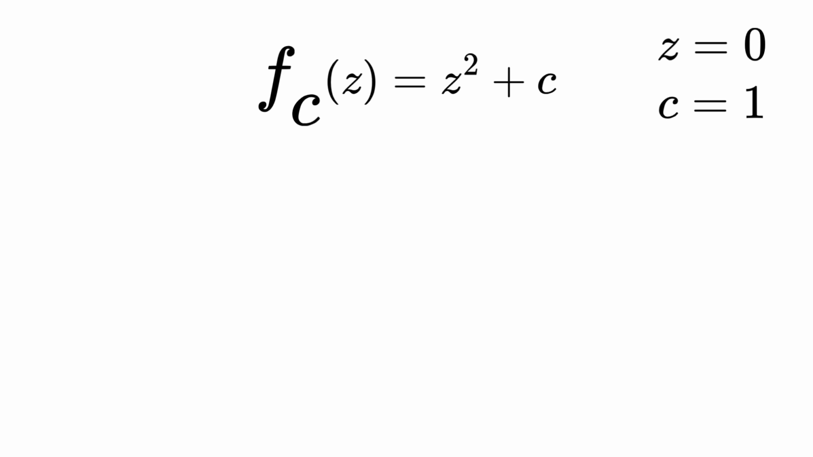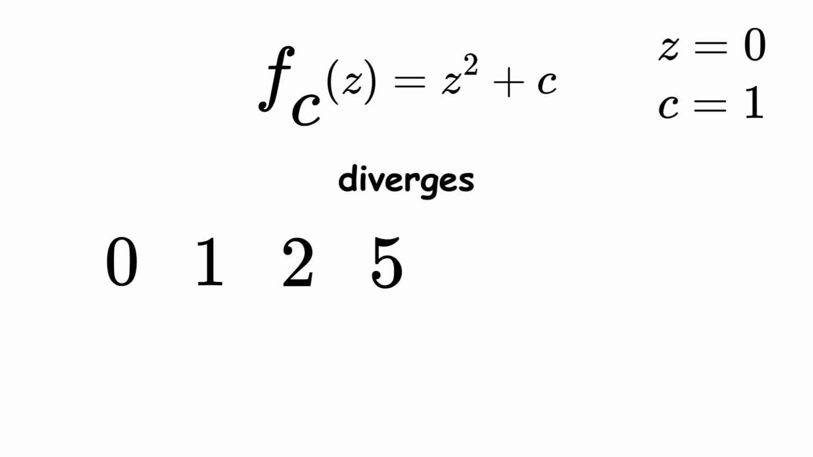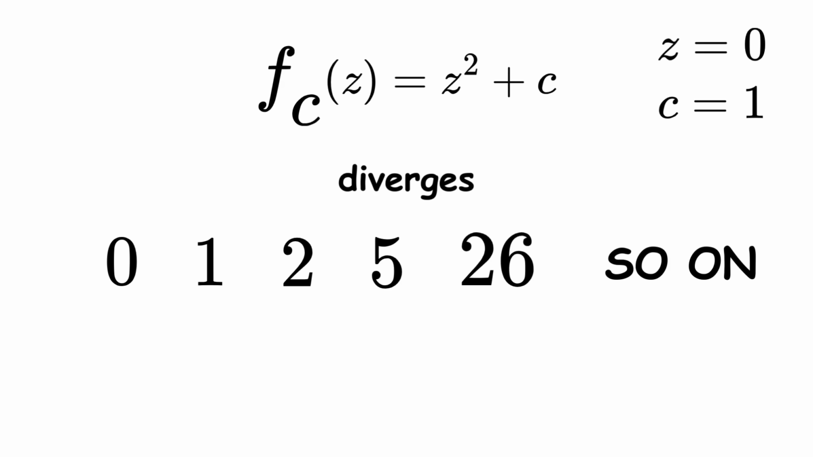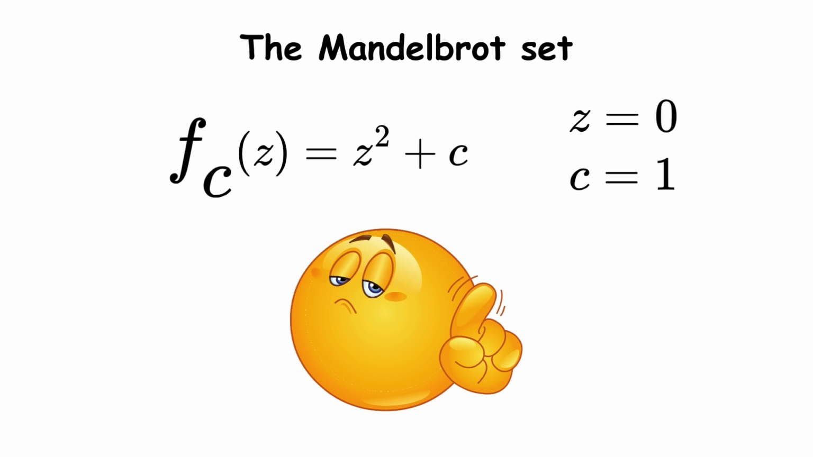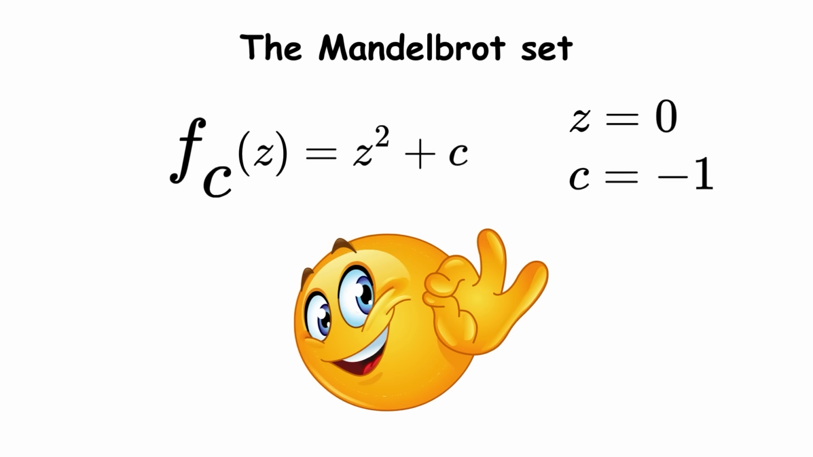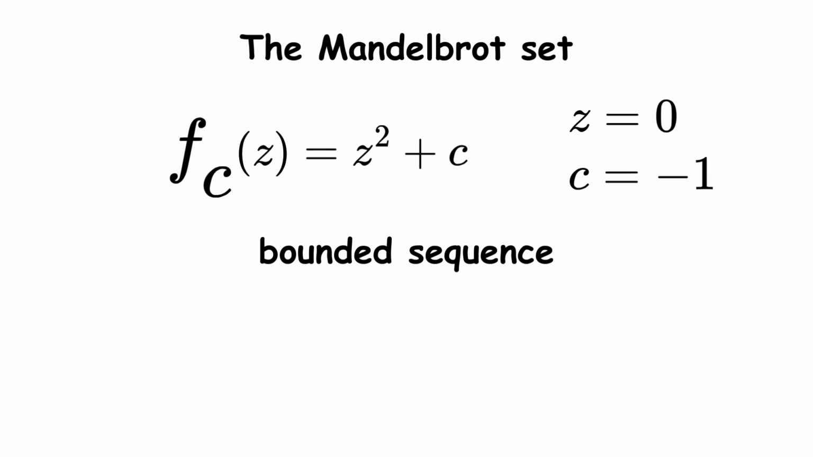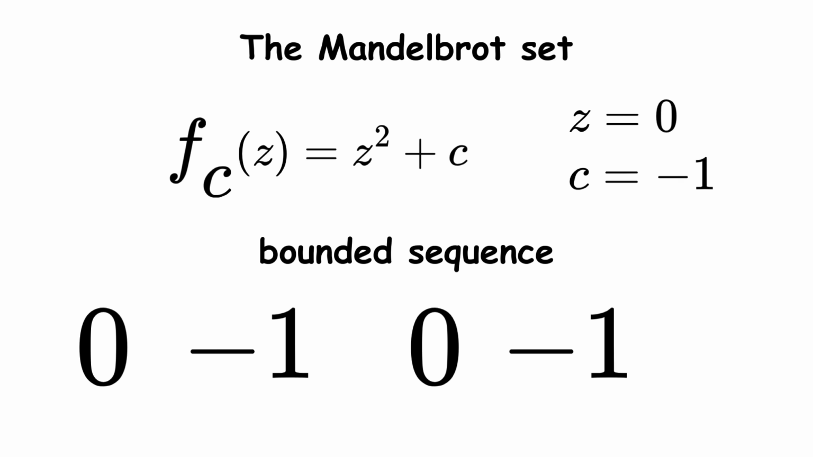In our C equals 1 case, it diverges, since the sequence goes 0, 1, 2, 5, 26, and so on. The Mandelbrot set is the set of all possible values of C you could choose that result in a bounded sequence. As we saw, the number 1 is therefore not an element of the Mandelbrot set, but the number negative 1 is, since that produces the bounded sequence 0, negative 1, 0, negative 1, etc.